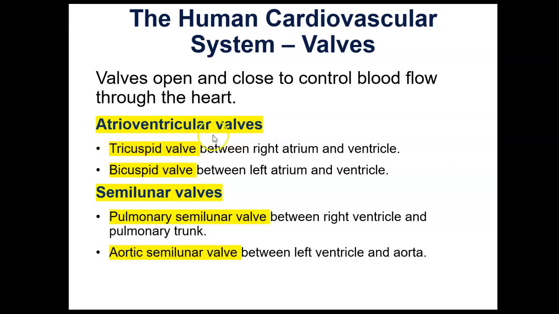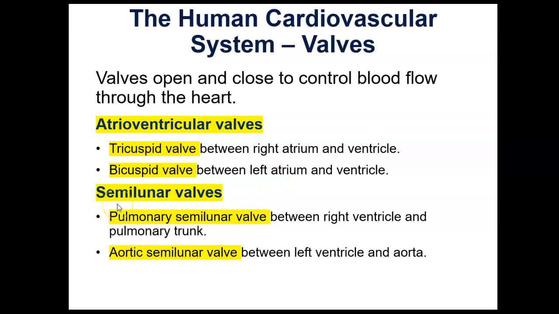The atrioventricular valves, or AV valves, are used to make sure that once blood has left the atria and entered the ventricles, it doesn't go backwards or regurgitate back into the atria. These valves are called the tricuspid valve, on the right side of the heart between the right atrium and ventricle, and the bicuspid or mitral valve, on the left side of the heart.